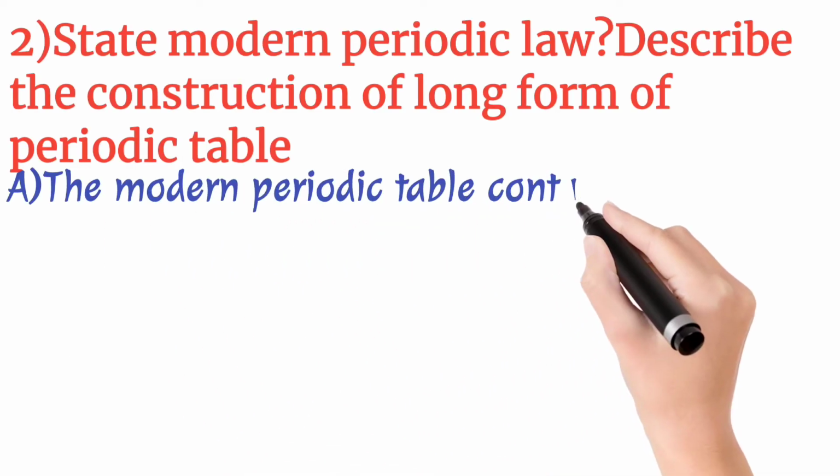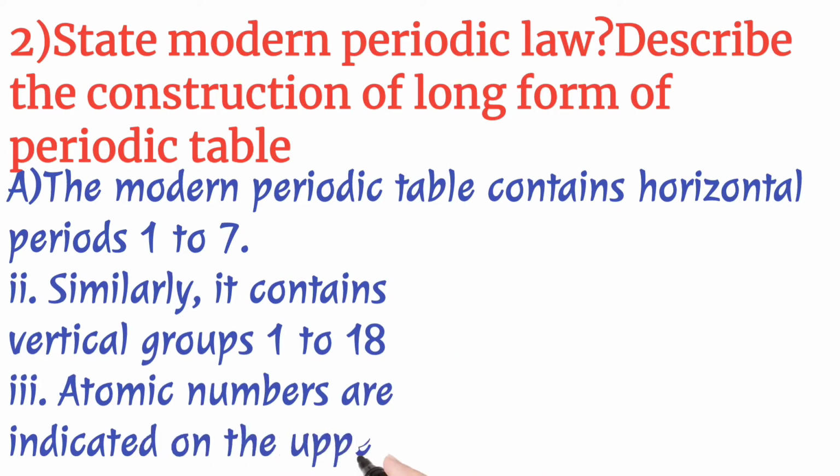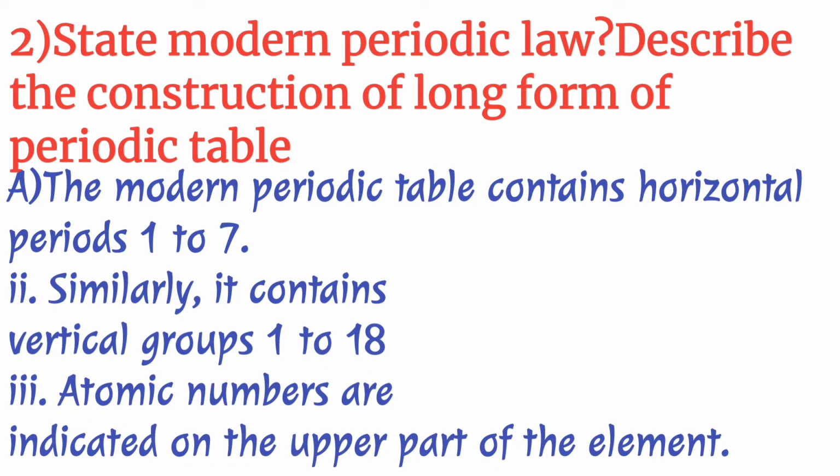The modern periodic table contains horizontal periods 1 to 7. Similarly it contains vertical groups 1 to 18. Atomic numbers are indicated on the upper part of the element. So the atomic numbers are written on the upper part of the element.